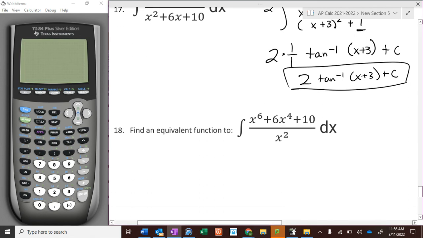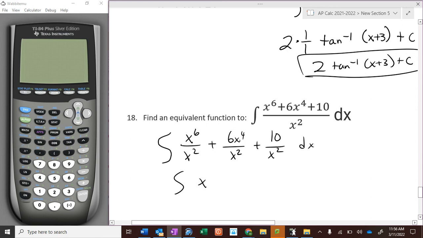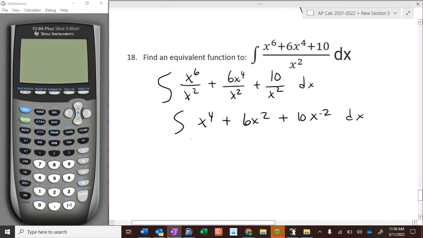Okay? So this, Olivia, is when you can do that. And on this one, you need to do that. When there's just one term in the denominator, you divide them all, you split them all up. So it's the integral of x to the 4th plus 6x squared plus 10 times x to the negative 2, 1 over x squared. Or x to the negative 2. There you go. All right, integrate that bad boy.